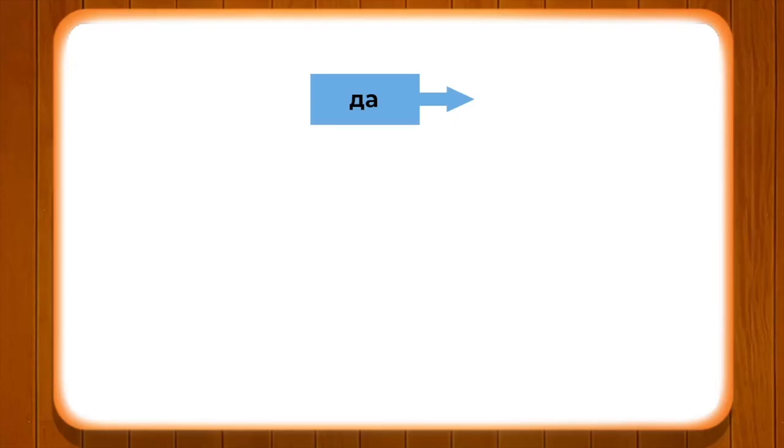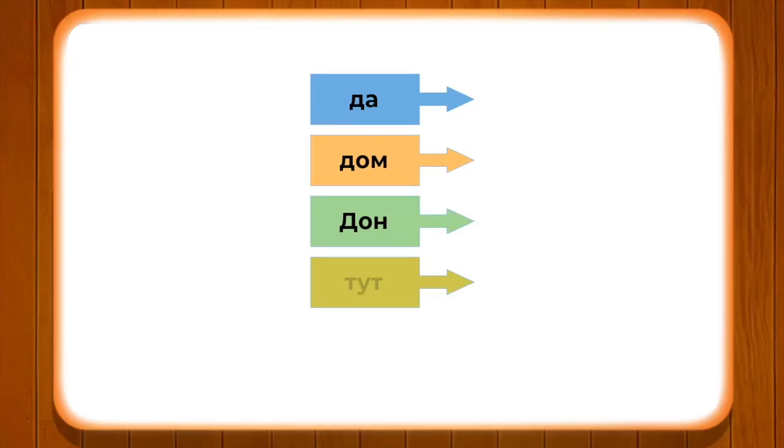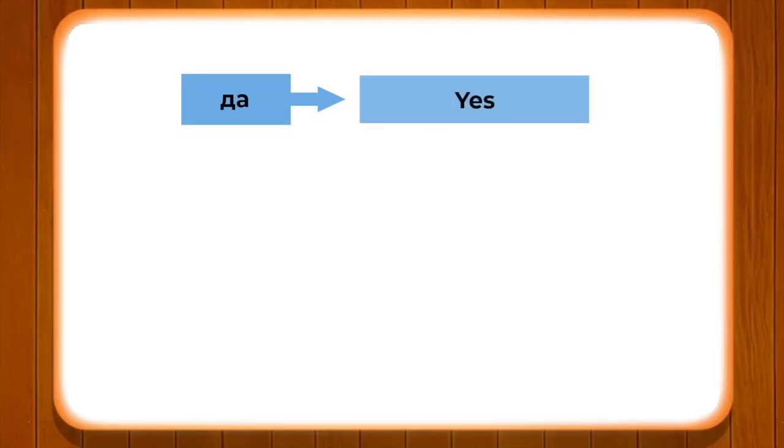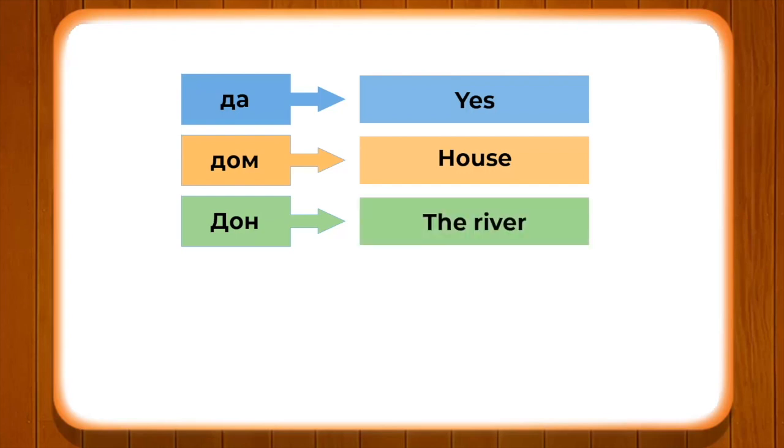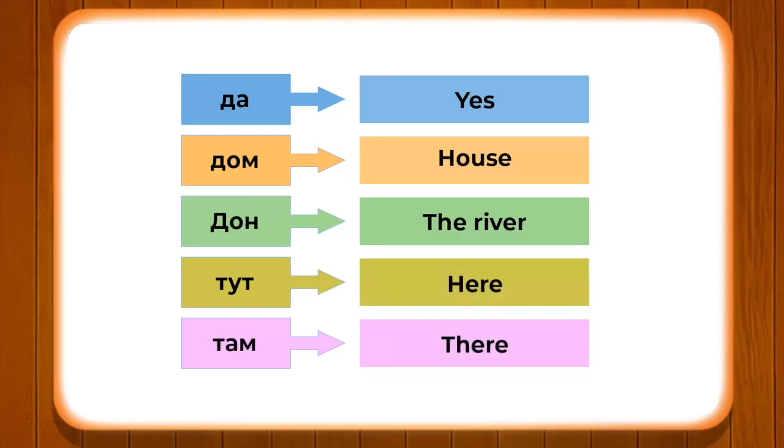So, the combination of letters in the form of a word are da, dom, don, tut and tam. Here you can see some of the words which are very popular and often used in Russian, such as da, which means yes, dom, which means house, Don is the name of a very famous river in Russia, and tut and tam, which means here and there.